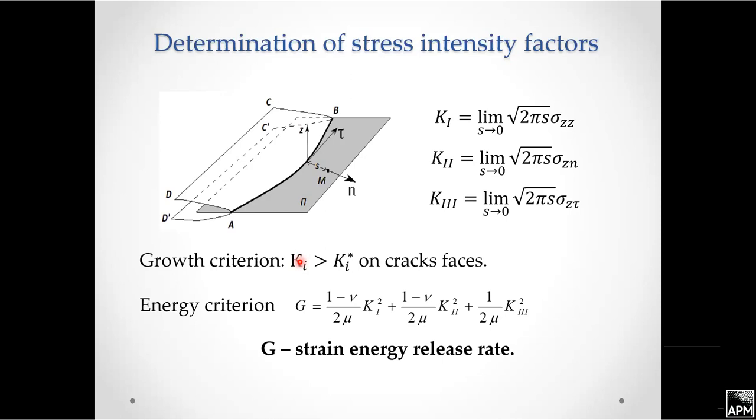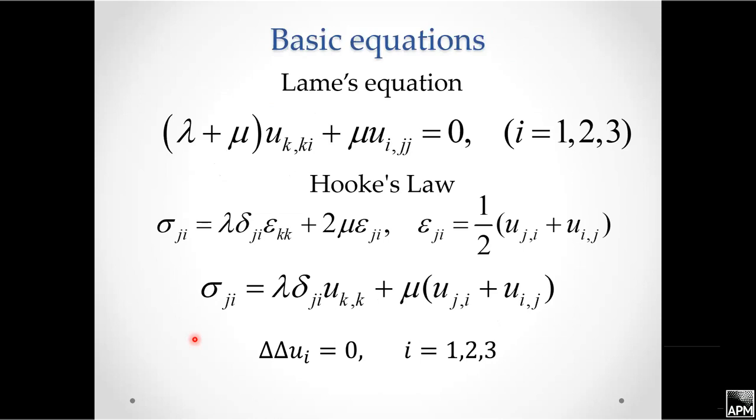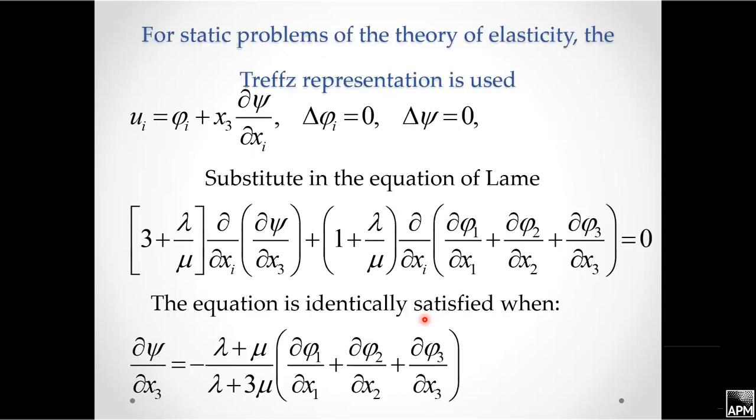The crack growth criterion is determined by the critical value of the stress intensity factor. Because the crack contour is curvilinear, it is better to use another characteristic named the energy release rate G. We will use the basic equations of the theory of elasticity, the Lamé equations, Hooke's law, and the expression for deformations. And as we know, all components of the displacement vector satisfy the biharmonic equation. One of the general representations of solutions of the theory of elasticity is the Papkovich representation, where the functions phi and psi are harmonic and satisfy this equation.